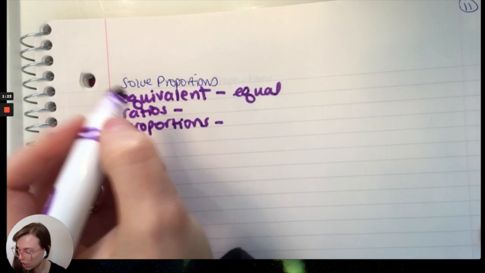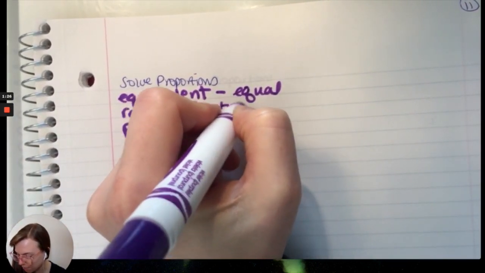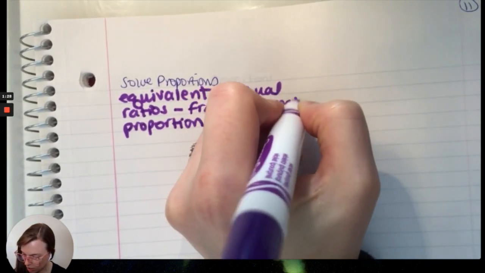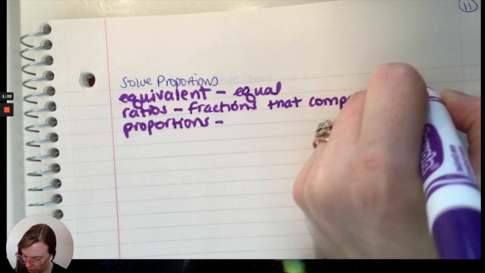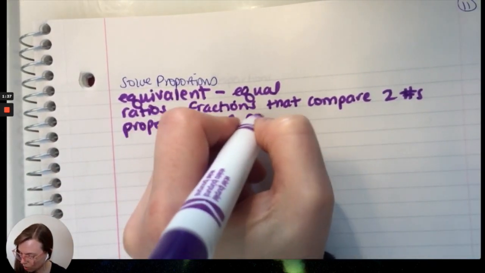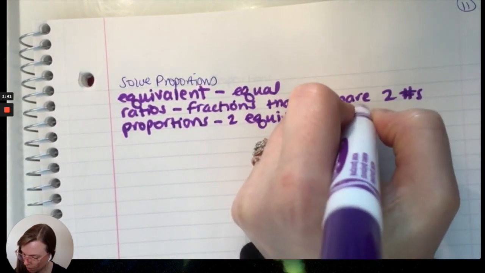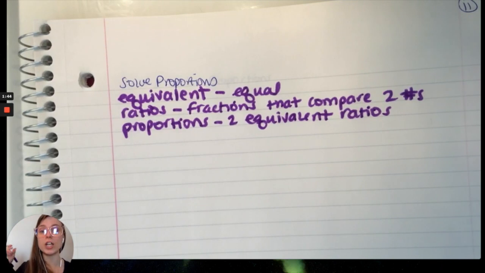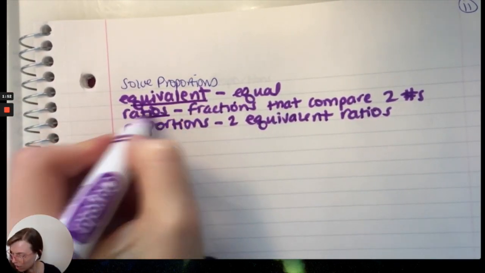Right? Ratios, this is a plural, so it is fractions that compare two numbers. And then proportions are two equivalent ratios. And we're going to use these words in our practice problems for our notes, so just making sure that we actually know we're all starting at the same base knowledge.